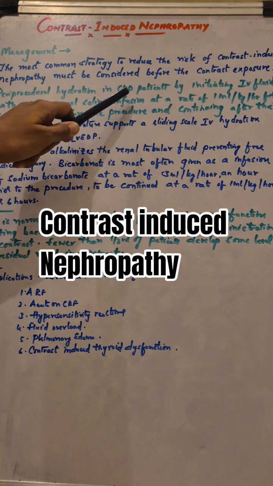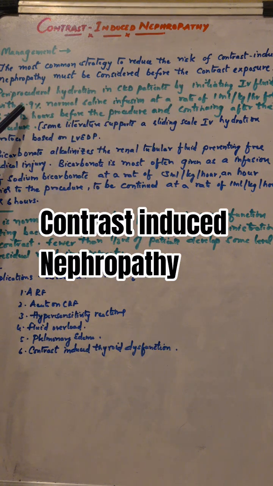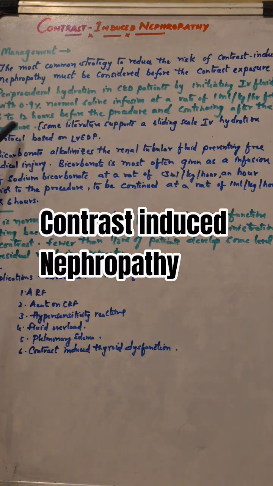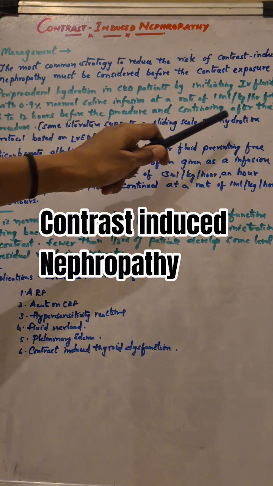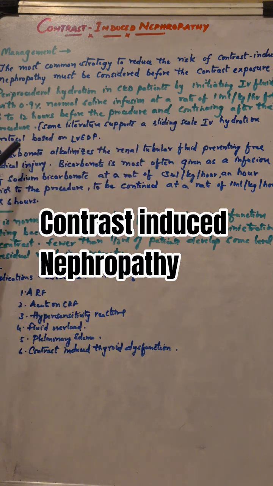Peri-procedure hydration in chronic kidney disease patients, by initiating IV fluid with 0.9% normal saline infusion at a rate of 1 ml per kg per hour for 6 to 12 hours before the procedure and continuing after the procedure. Some literature supports a sliding scale IV hydration protocol based on left ventricular end-diastolic pressure.